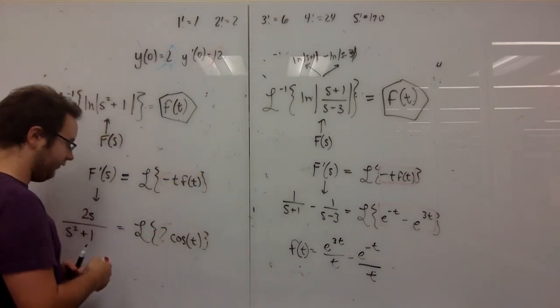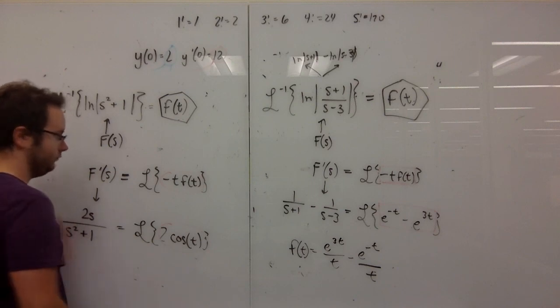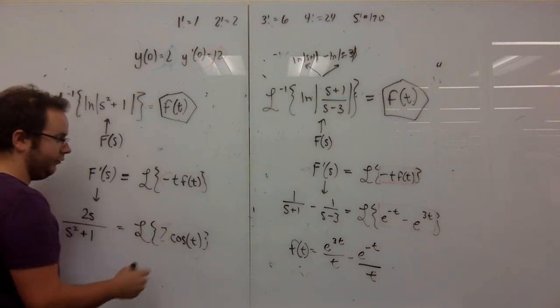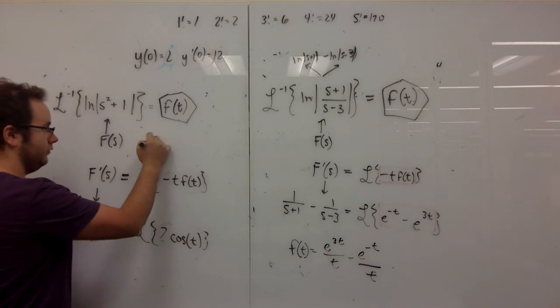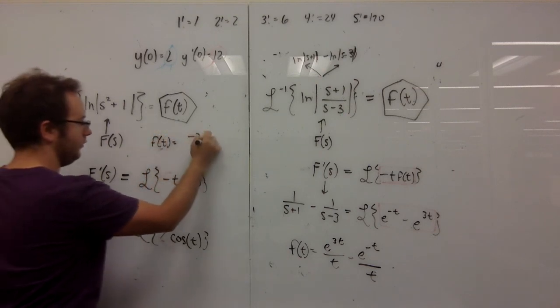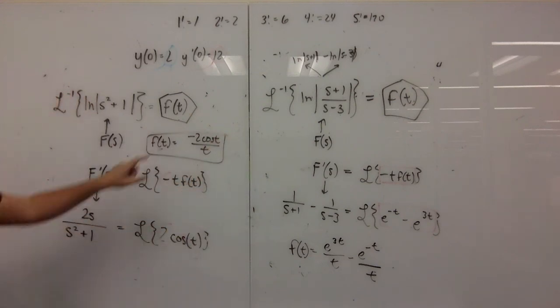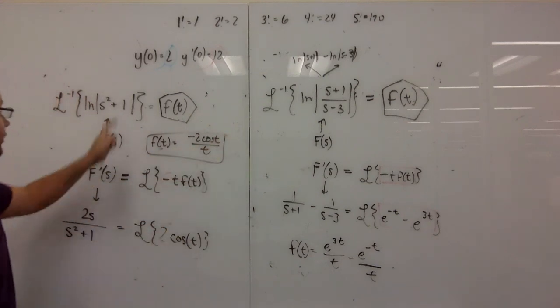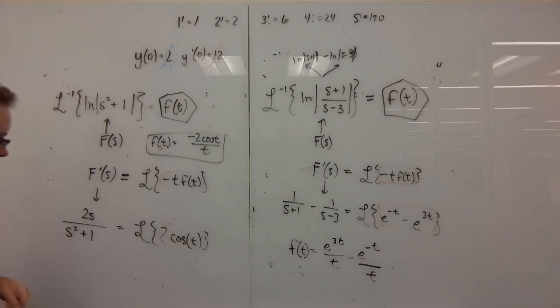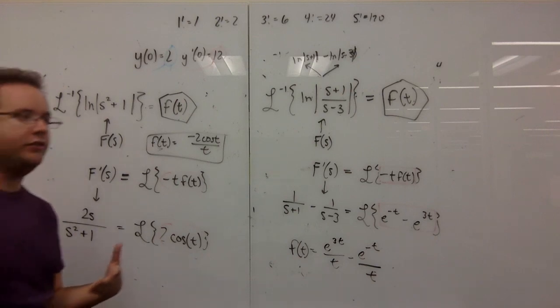Solve for f of t, what would you get? If this equals this, what would f of t be? Negative 2 cosine of t over t. That is the function whose Laplace transform is equal to ln of s squared plus 1. Crazy, right? So here's the procedure.